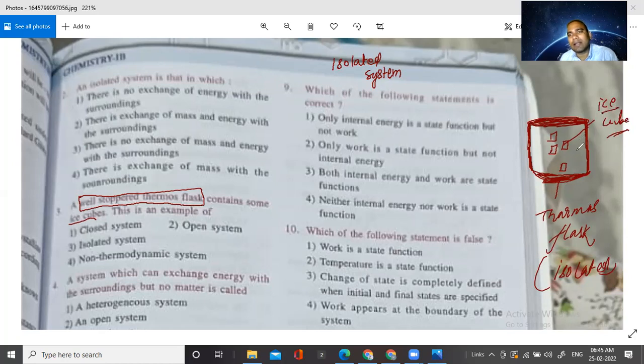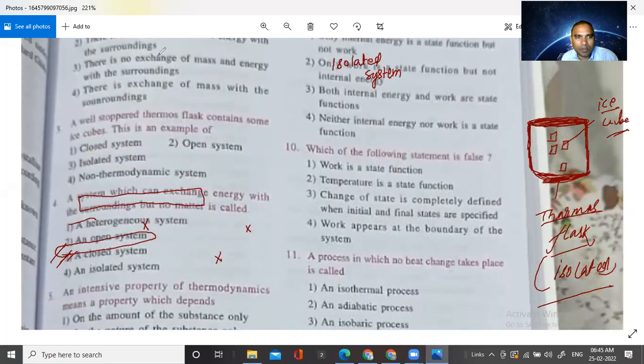So they are asking what kind of system a thermos flask is. It is an isolated system. Closed system, no. Open system, no. Isolated system, yes. Thermos flask is an example of isolated. Non-thermodynamic, no. So the correct option is again going to be 3. Yes or no? Can you understand this? Okay, now let us move to question number 4.